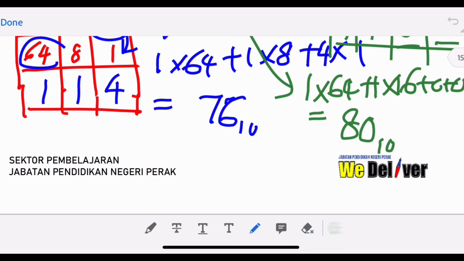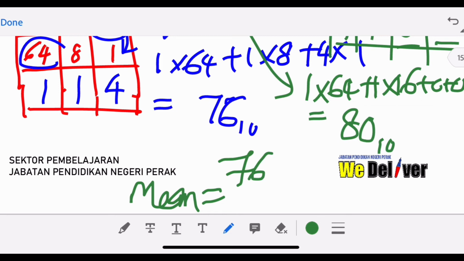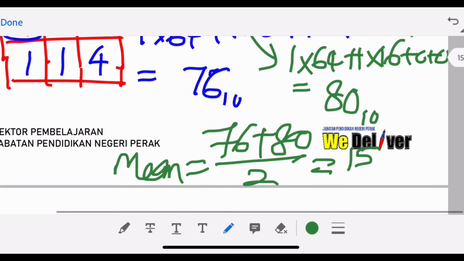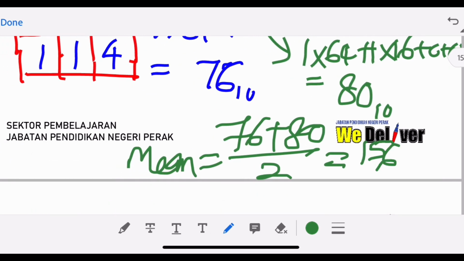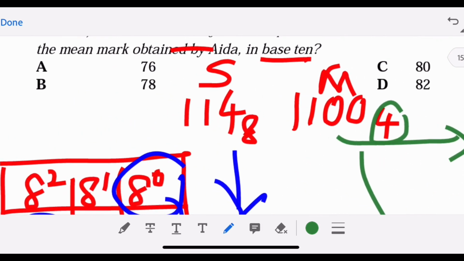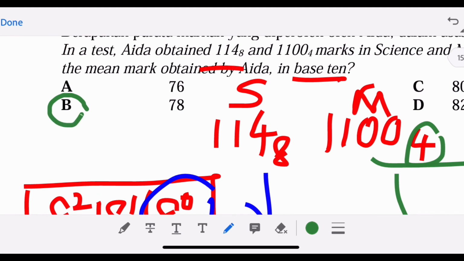Okay, now we want to find the average, meaning that you take these two numbers. Average mean marks, you take two numbers. 76 plus 80, you divide by 2, so the answer is 156 divided by 2, so it'll be 78. Got answer or not? In base 10. Let's see, got answer or not? 78. Yeah, we can find the answer 78, right?